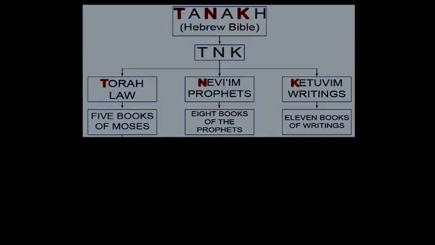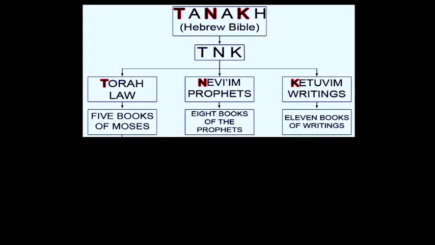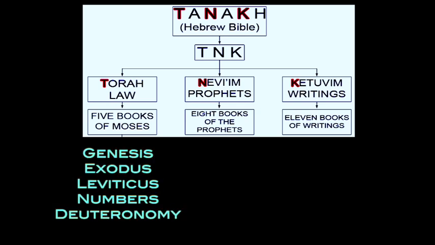The first section of the Hebrew Bible is the law, which is called the Torah. It literally means instruction or direction. It has 5 books, just like the beginning of our Bible: Genesis, Exodus, Leviticus, Numbers, and Deuteronomy.